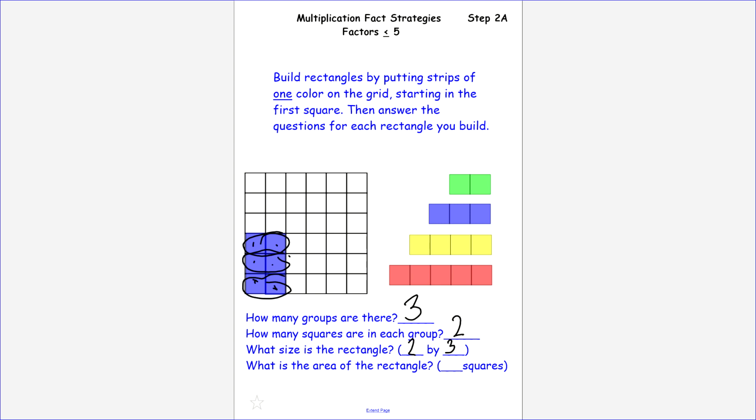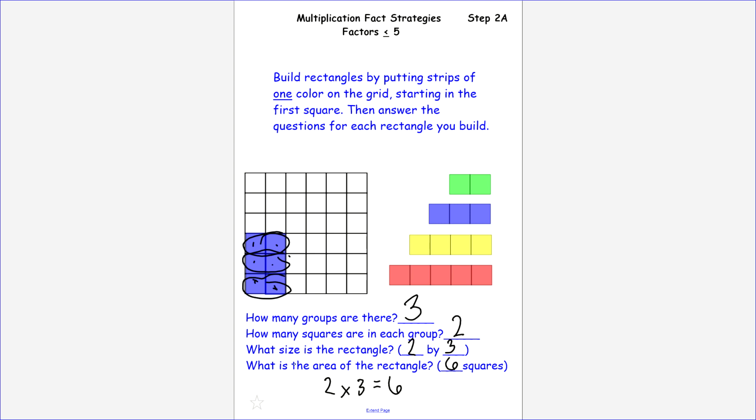Oh, that makes sense. There used to be 1 blue strip with 3 in it, and the area was 3. Now there are 2 blue strips with 3 in them, and 3 plus 3 is 6, so the area is 6. The area is 6 squares. I now know that 2 times 3 equals 6.